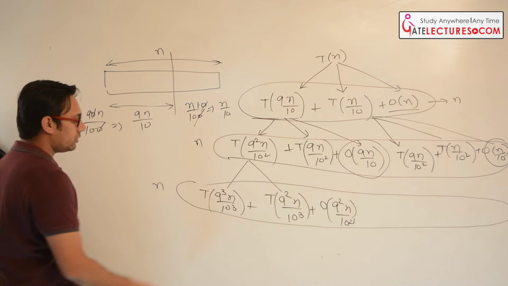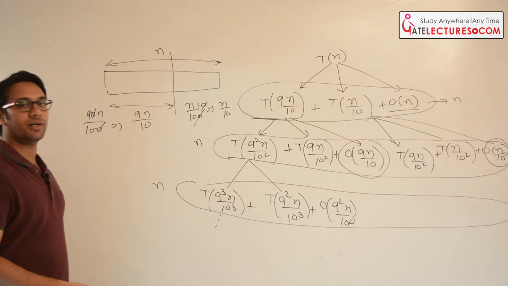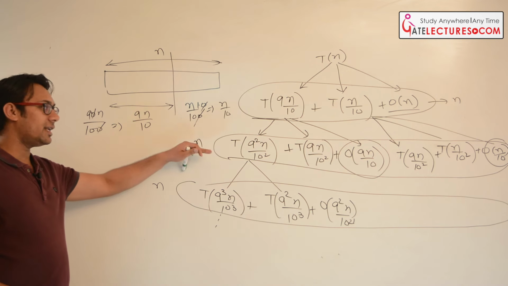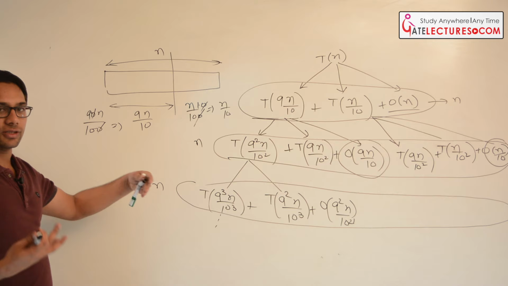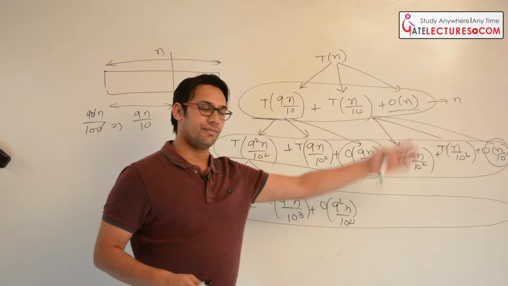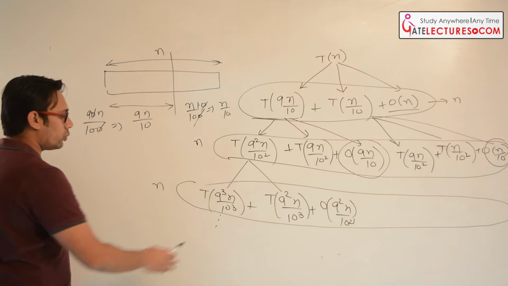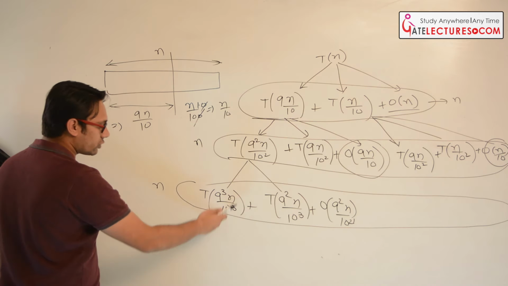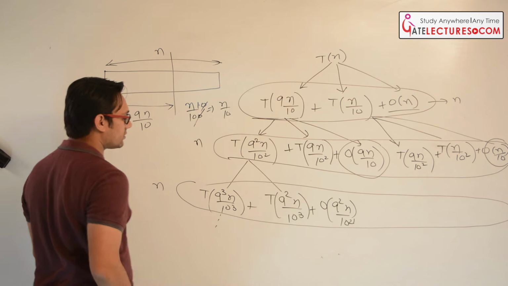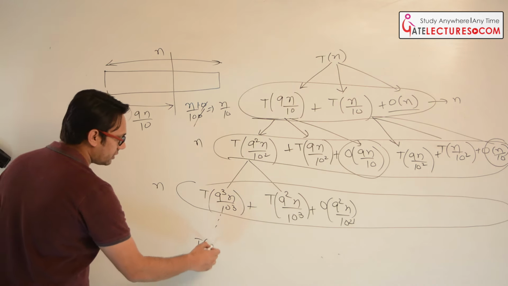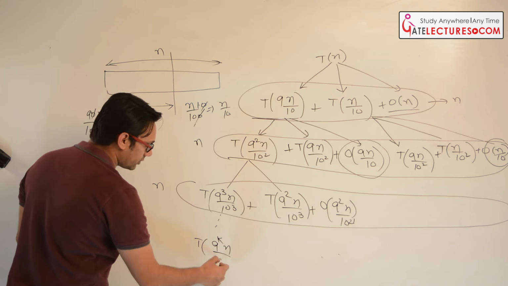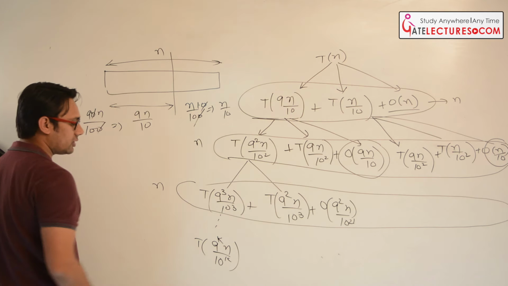Now if you want to see the maximum effort we have done, we should know the height of the tree, or the number of levels, because in every level we are doing order of n effort. So what will be the maximum leading term which will go till the end? That will be this, because this is the maximum term in every case. So this will go up to T of 9 raised to power k n upon 10 raised to power k.